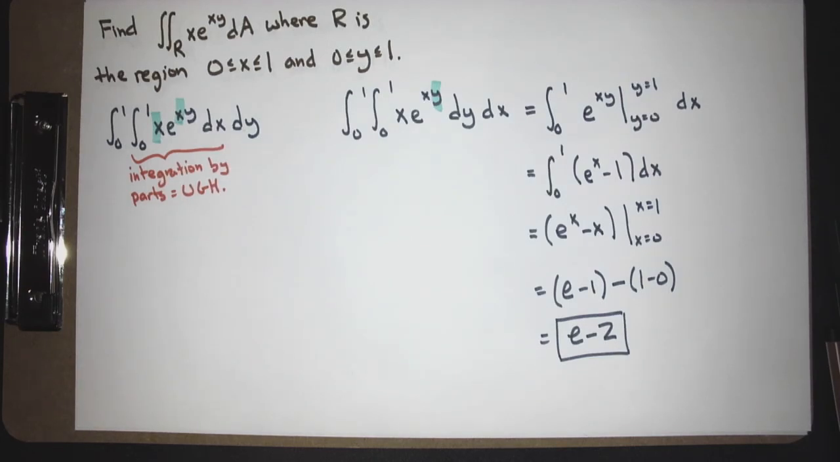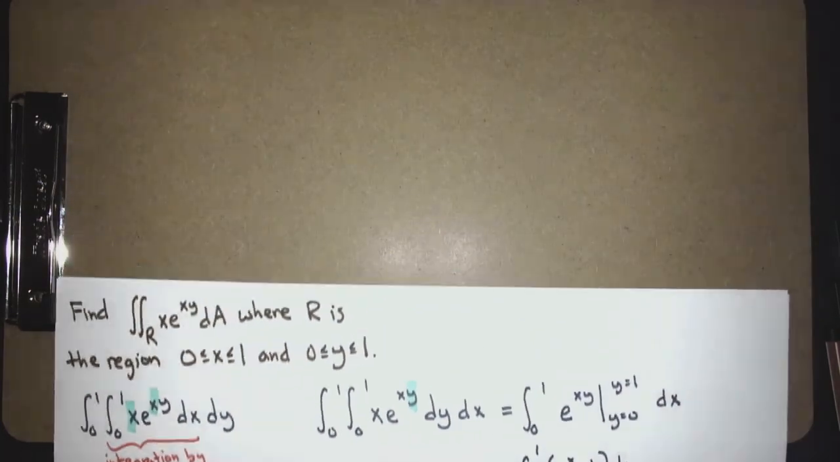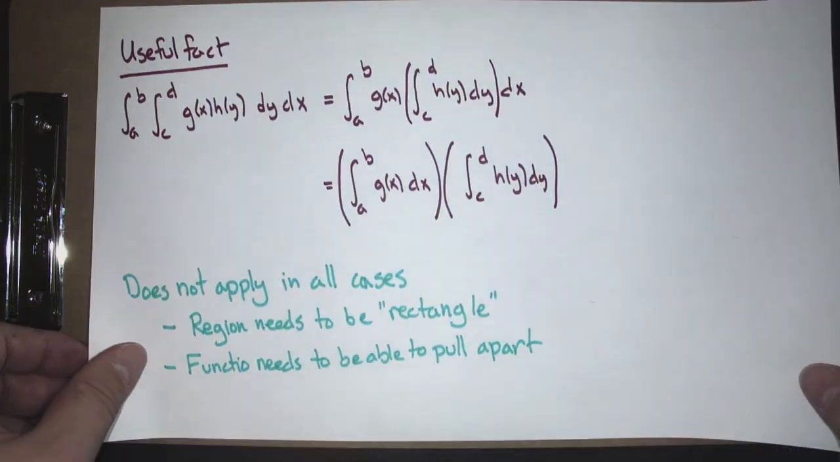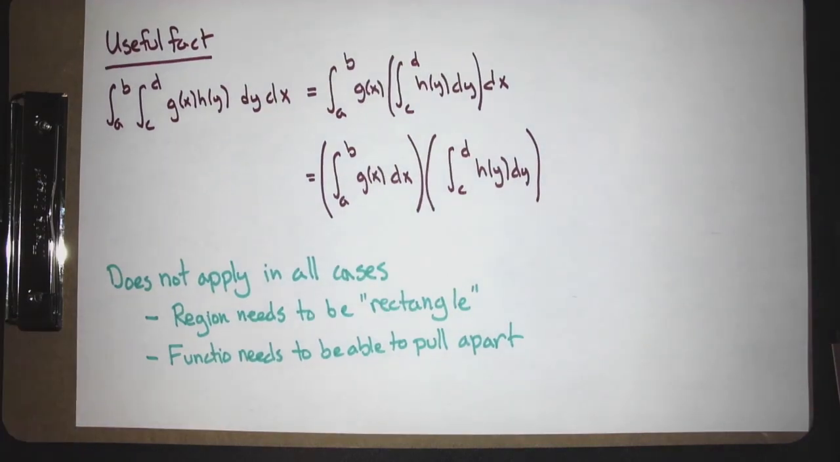All right. So to finish up with today, I will say that there is a nice, useful fact that I pull out from time to time, and I just want to mention it here. And it deals with integrating over rectangles. So this does not apply in all cases. You have to be in some very specific situations. Namely, your bounds have to be rectangle-like. So there can be no variables in your bounds at all. Your bounds are strictly numbers.